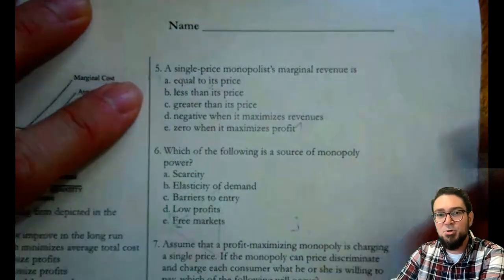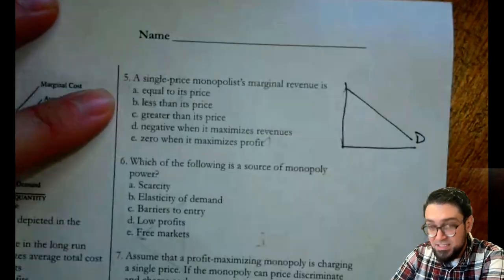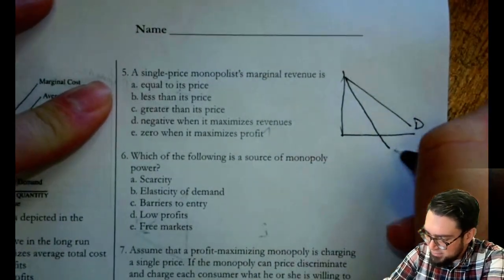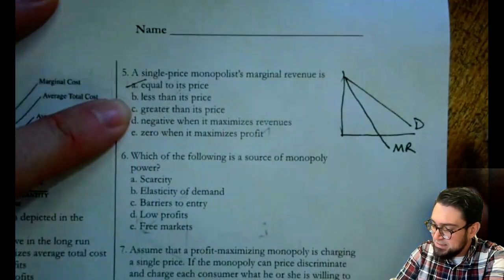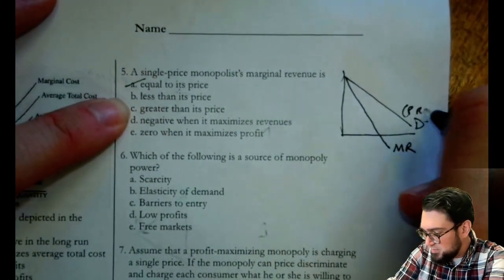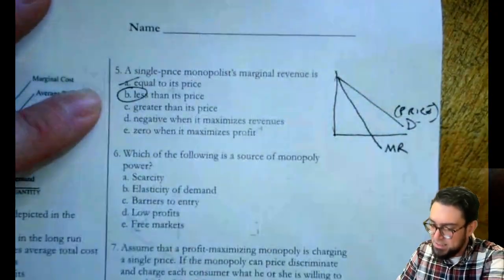A single price monopolist's marginal revenue is, well, when they say single price, that means you've got a demand curve that tells you the price, and you've got a marginal revenue that comes down faster and faster than that. It's not equal to the price. It is less than the price, right? Because the demand curve tells us the price that people are willing to pay. So we would say B, less than the price.